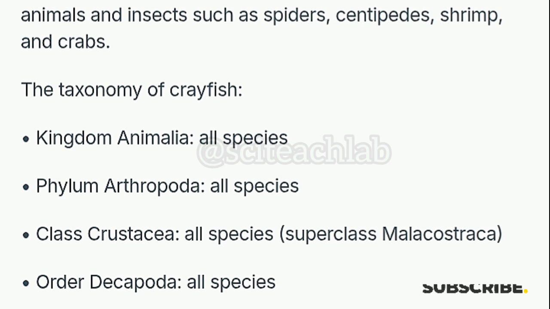Okay, so the kingdom, Animalia, phylum Arthropoda, class Crustacea, and the subclass, Malacostraca. Then the order is Decapoda. All right, remember all this.